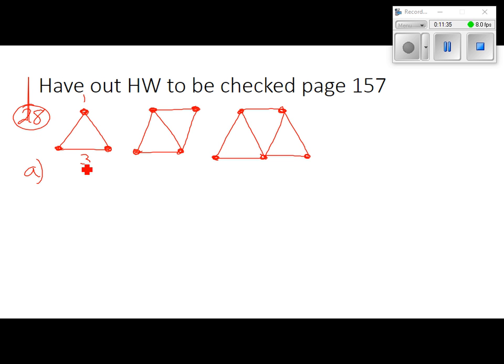How many triangles here? 2. How many segments? 5. 1, 2, 3, 4, 5, everybody agree with that? Yeah. How many triangles here? 3. How many segments? 7. Everybody agree with that? Yeah. See a pattern there? Yep. So for 4 triangles, how many segments? 9. For 5 triangles, 11, because each time it's going up by 2 there.